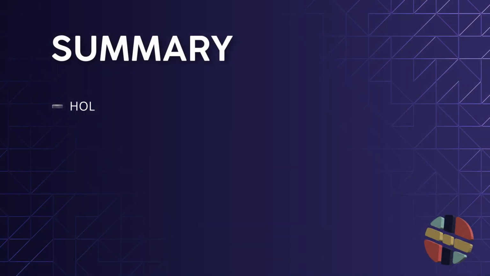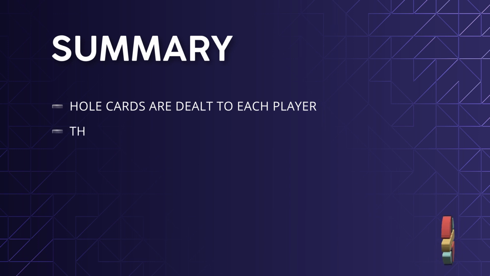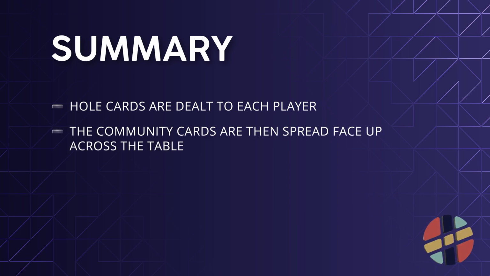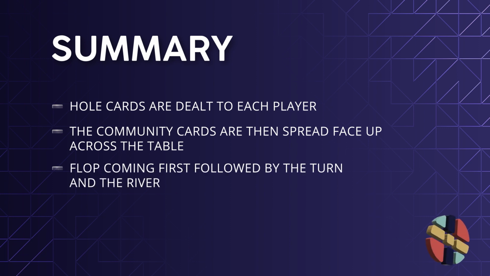Well, that marks the end of this video. We learned that the hole cards are dealt to each player, and the community cards are then spread face up across the table, with the flop coming first, followed by the turn, and then the river. Well, in the next video, I will share the objective of playing No Limit Hold'em and also some insights about how betting works in this game.